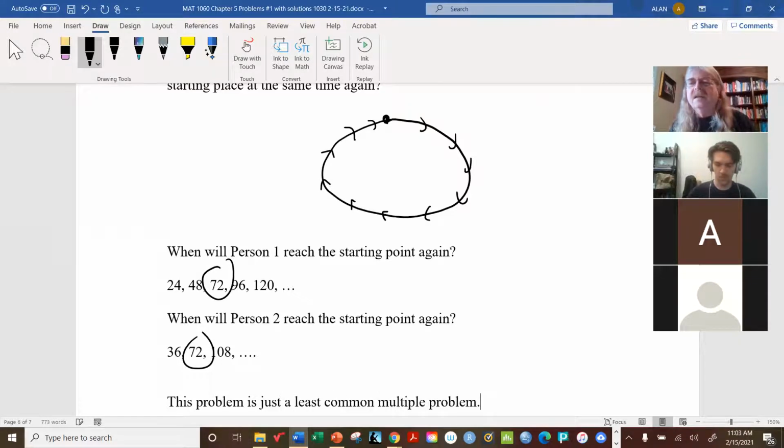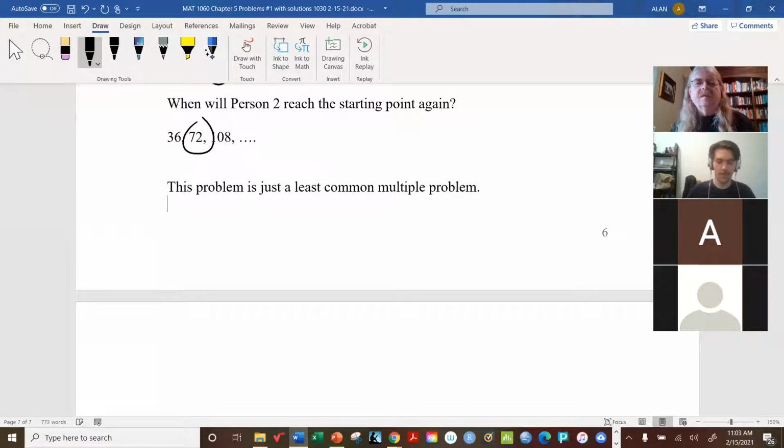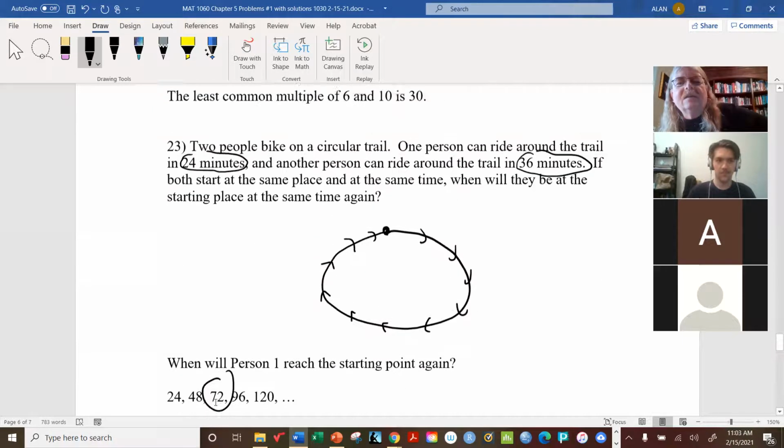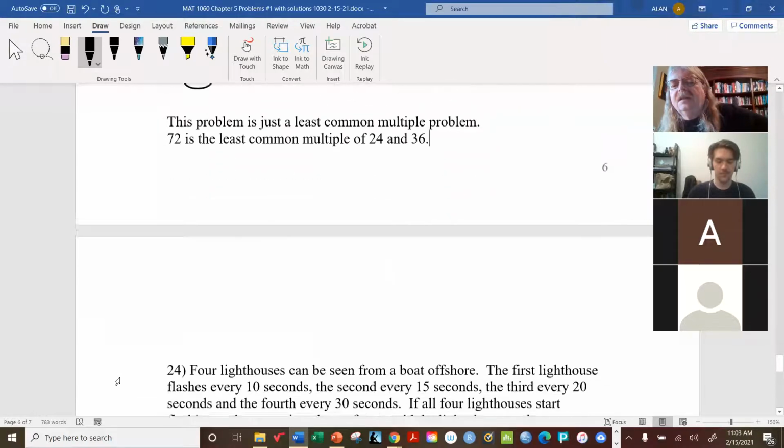Now, if you recognize that, look how easy it turned out to be. 72 is the least common multiple of 24 and 36. Therefore, in 72 minutes, they'll both be back at the starting point. And they'll be plenty hungry, so they can go off to lunch then. After 72 minutes of bicycling, they're going to be starving. So the timing is perfect. Okay. All right. So that's that one. Now there's another one.